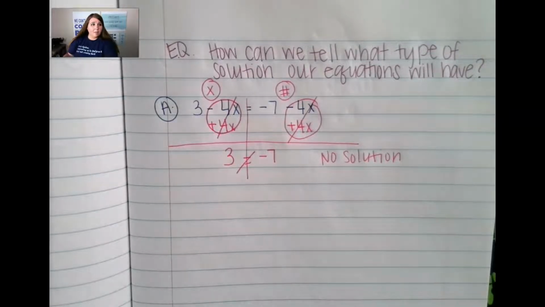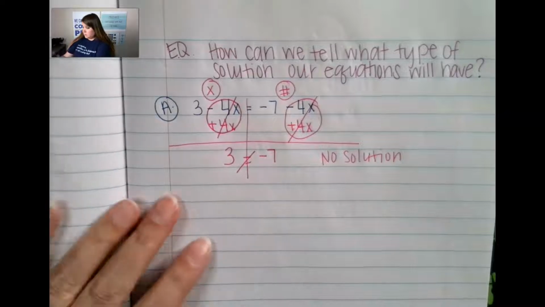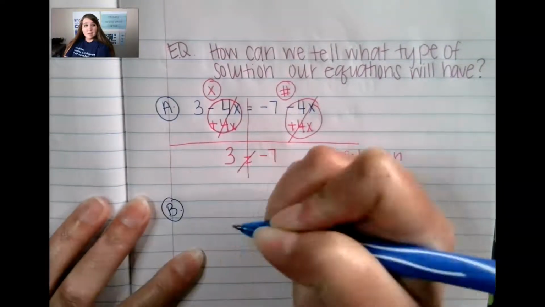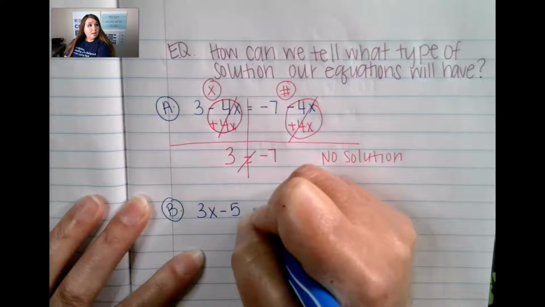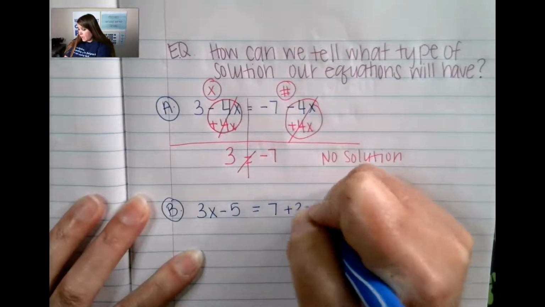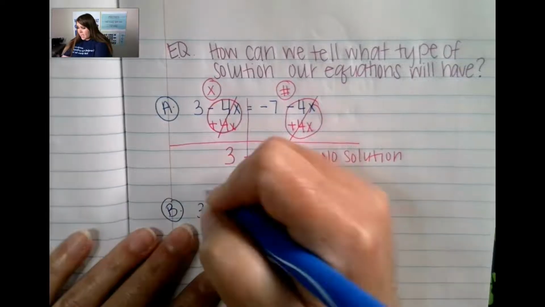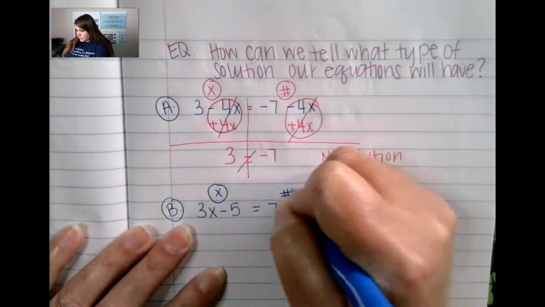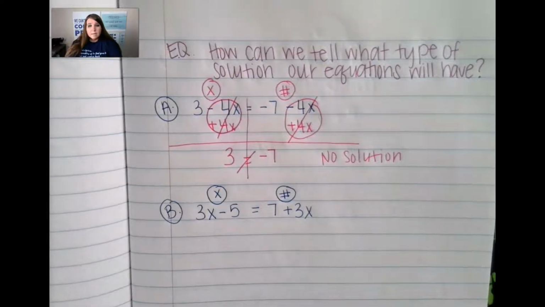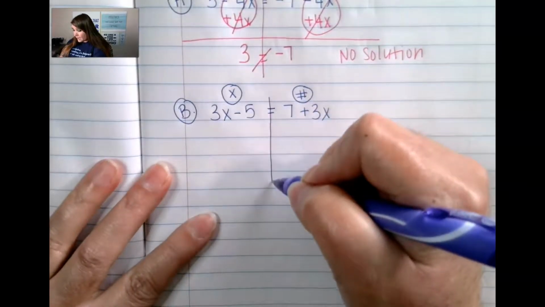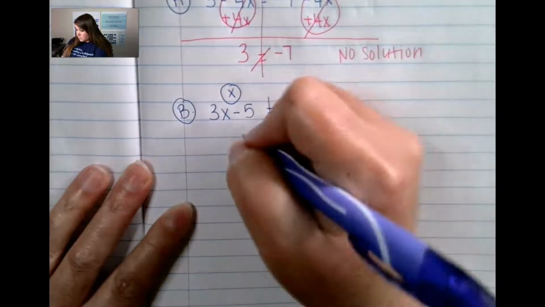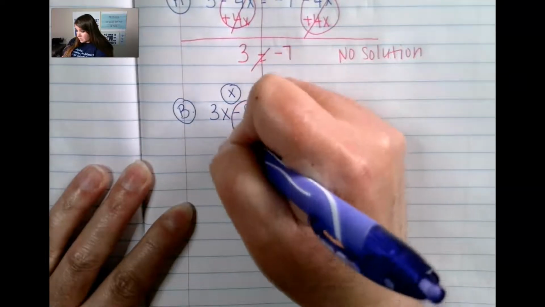Okay, let's look at another problem. Example B says that I have 3x minus 5 equals 7 plus 3x. Again, I want x's on one side and numbers on the other. It doesn't matter what you start with. For this problem, I'm going to start with the constants, just so you can see that it doesn't matter which one we start with. I'm going to add 5 to both sides, and that cancels.